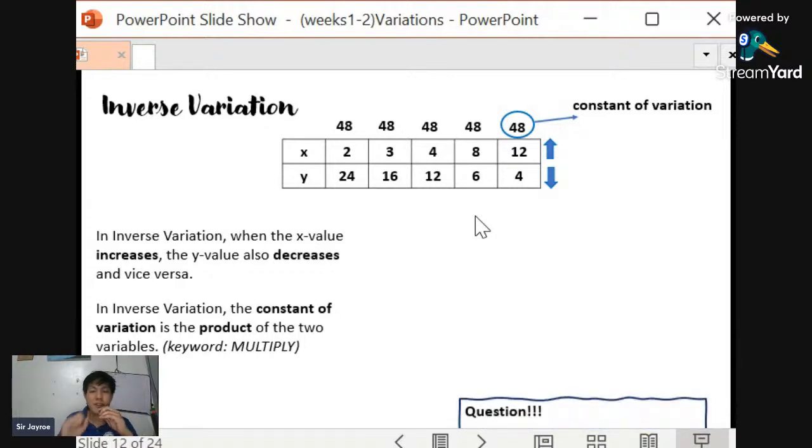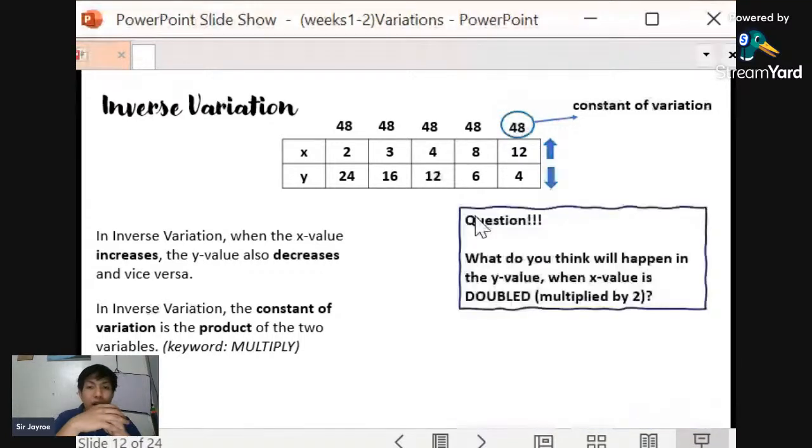Now, question. What do you think will happen in the y value when x value is doubled? Now, we are talking about inverse variation. Kabaliktaran, ha? Kabaliktaran pa, dapat lagi ang mangyayari. What do you think will happen in the y value when x value is doubled or multiplied by 2? Pag sinabi natin doubled, multiplied by 2. Any comment?